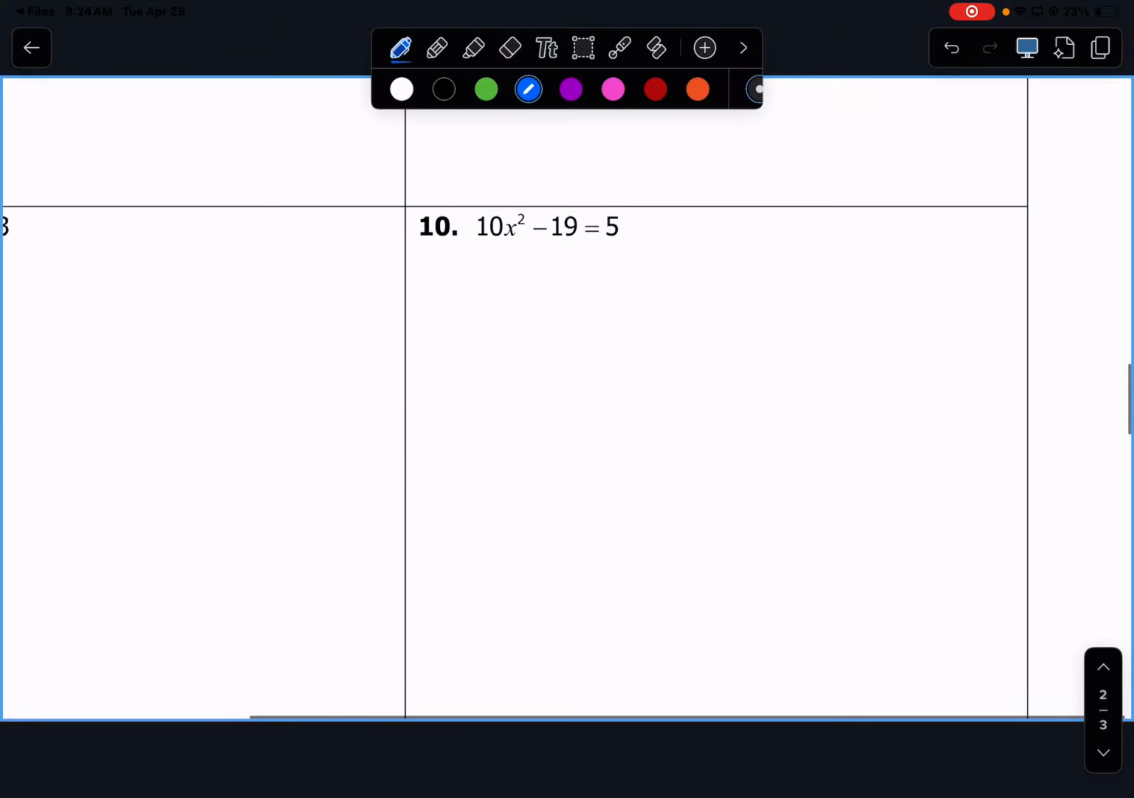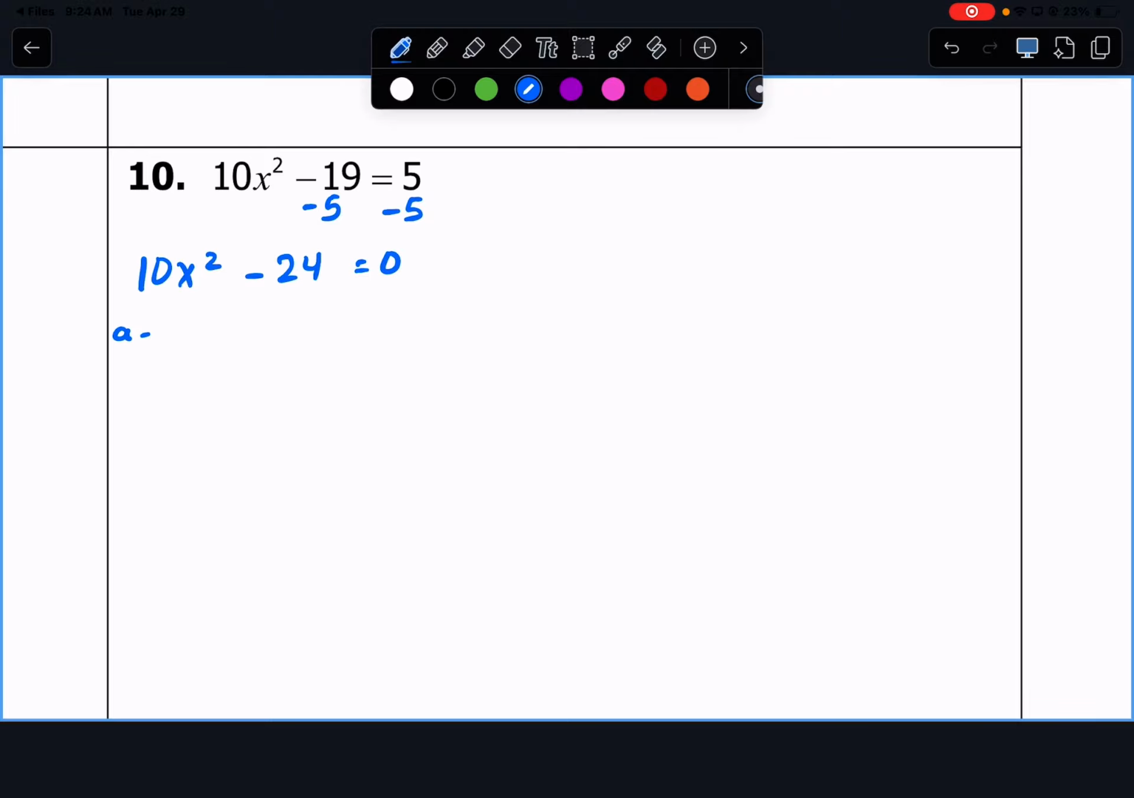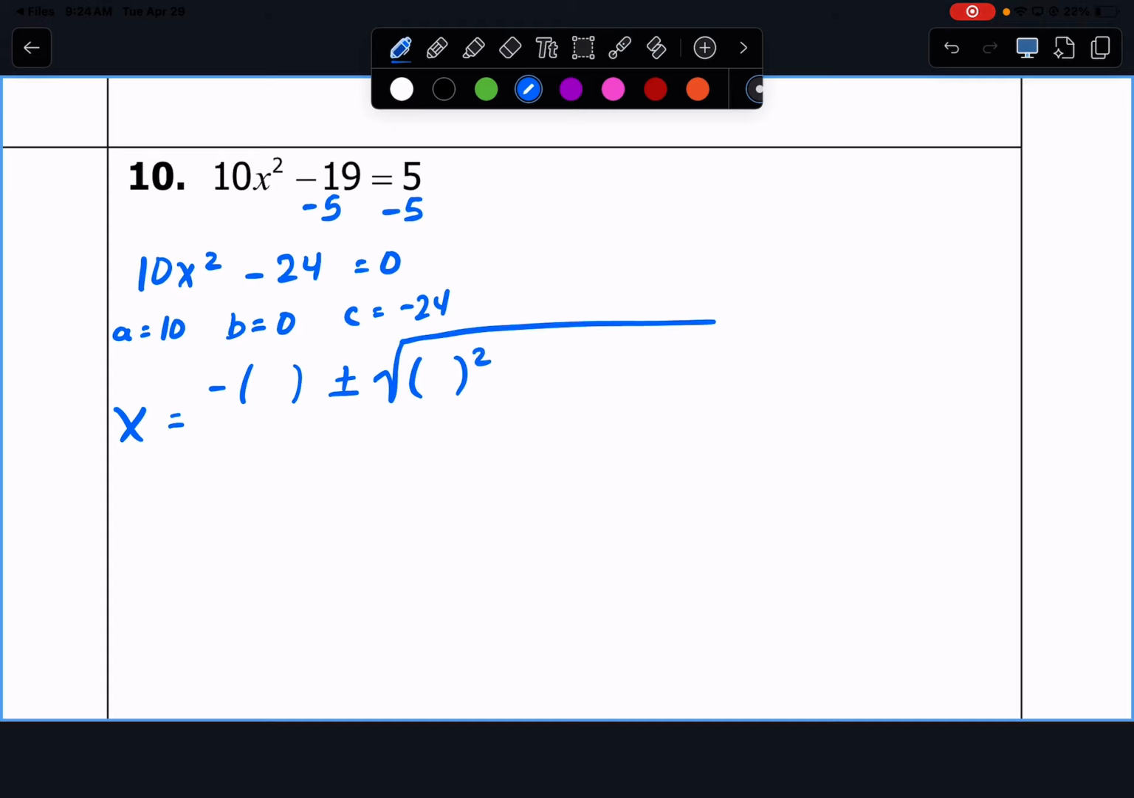All right, now, for 10, is that in standard form? No. What do I need to do? Subtract 5. So we get 10x squared minus 24 equals 0. What is A? What is B? 0. What is C? So we get x is equal to negative b plus or minus the square root of b squared minus 4 times a times c all over 2a.